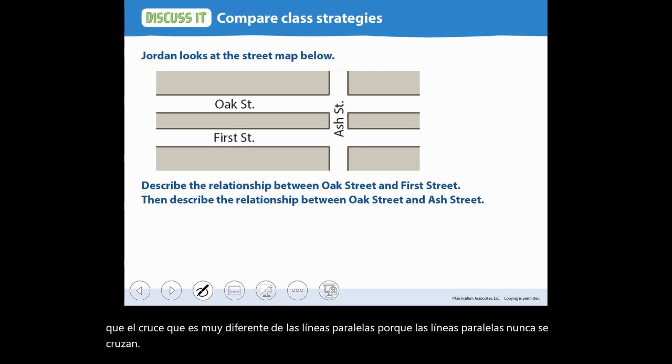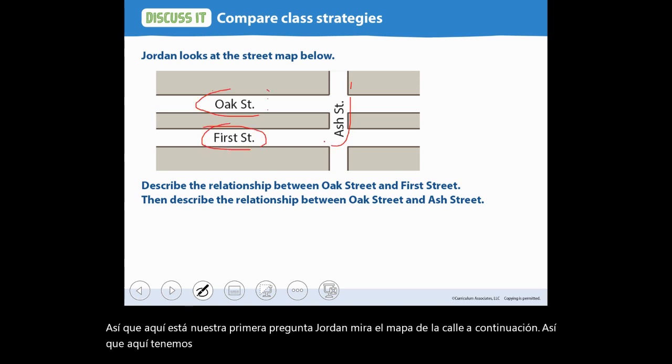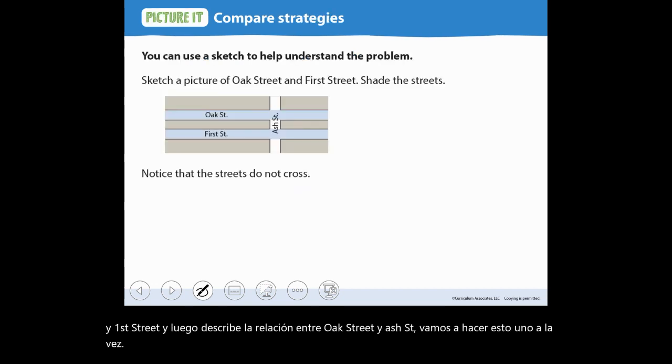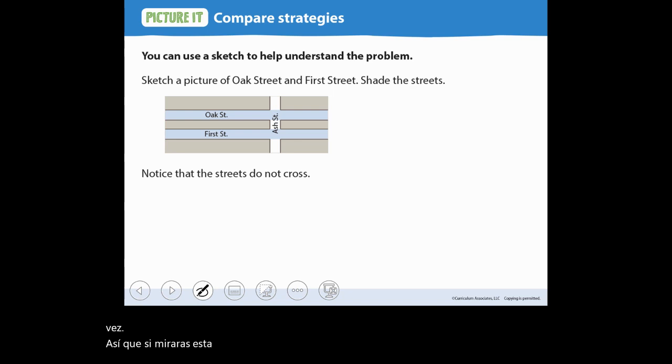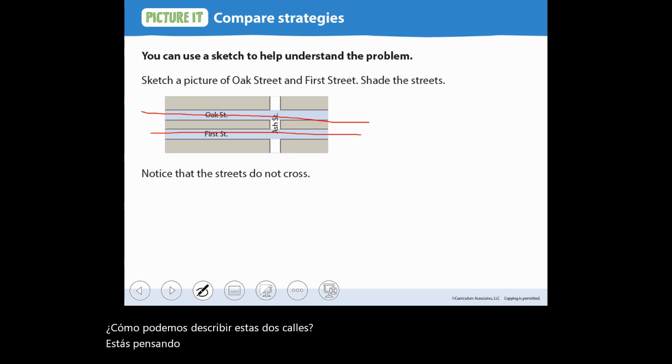So here's our first question. Jordan looks at the street map below. So here we have Oak Street, First Street, and Ash Street right here. Describe the relationship between Oak Street and First Street. Then describe the relationship between Oak Street and Ash Street. Let's do this one at a time. So if you were to look at this picture, we would see that Oak Street is highlighted and so is First Street. How can we describe these two streets? You're thinking, are they perpendicular or are they parallel?